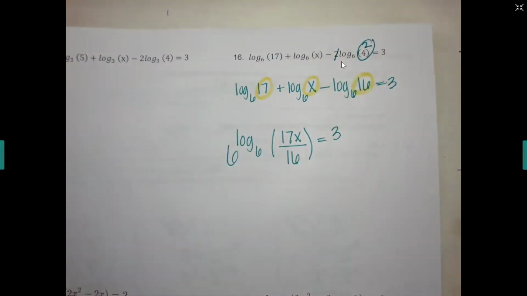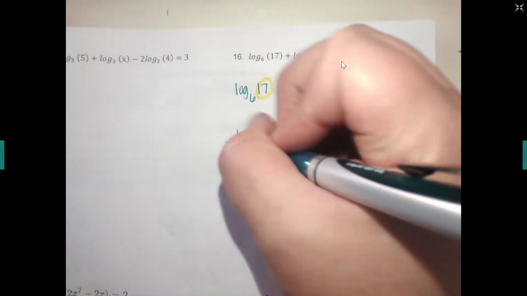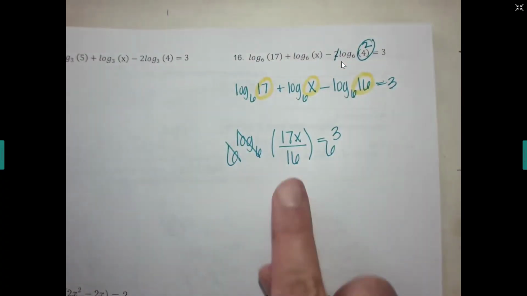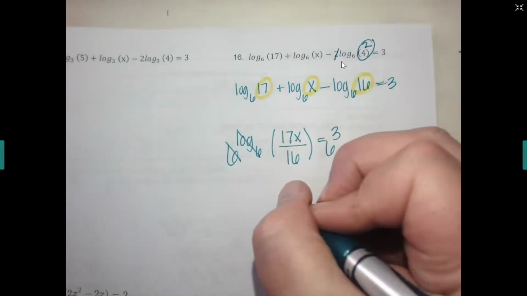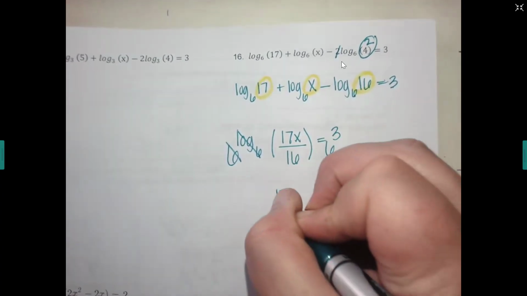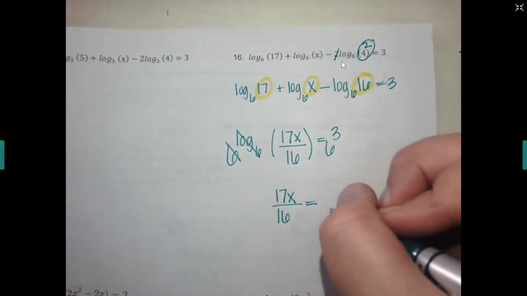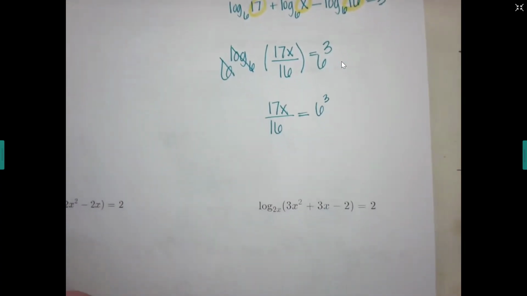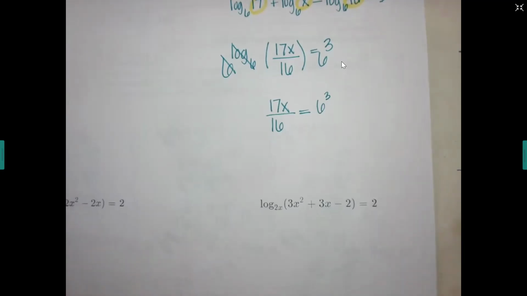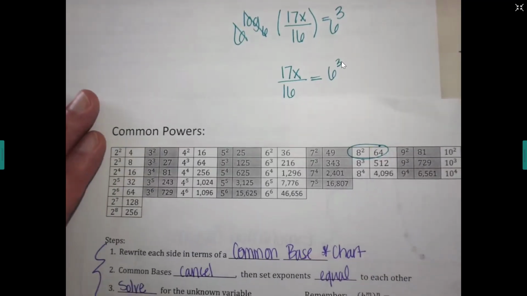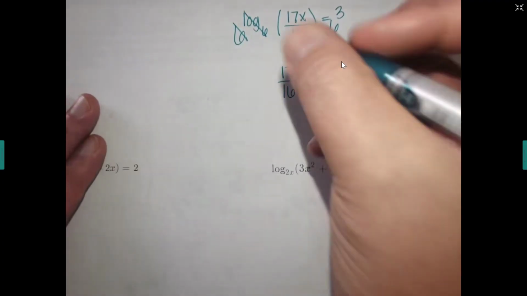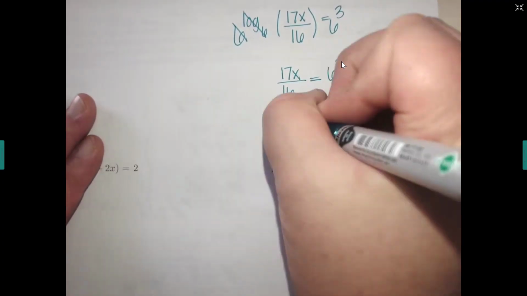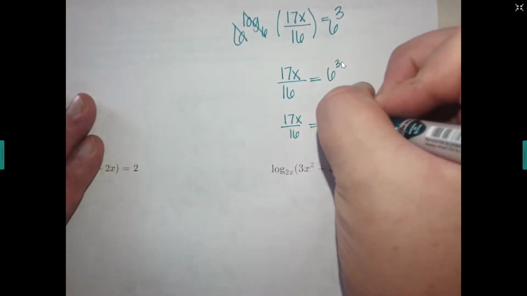Big 6. So my big 6 and my log little 6 cross out. I'm going to keep this little fraction here. So it's 17x over 16. And then if this is a 6 to the 3, I need that to go back to a regular number. That's where you have your chart. So 6 to the 3. Can we see it on here? 216, that's right. So I have 17x over 16 equals 216.